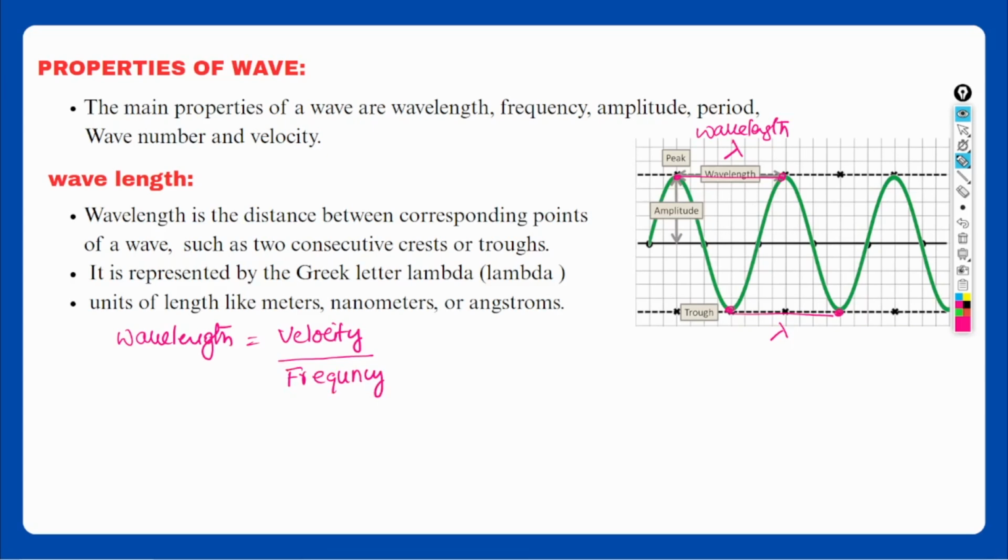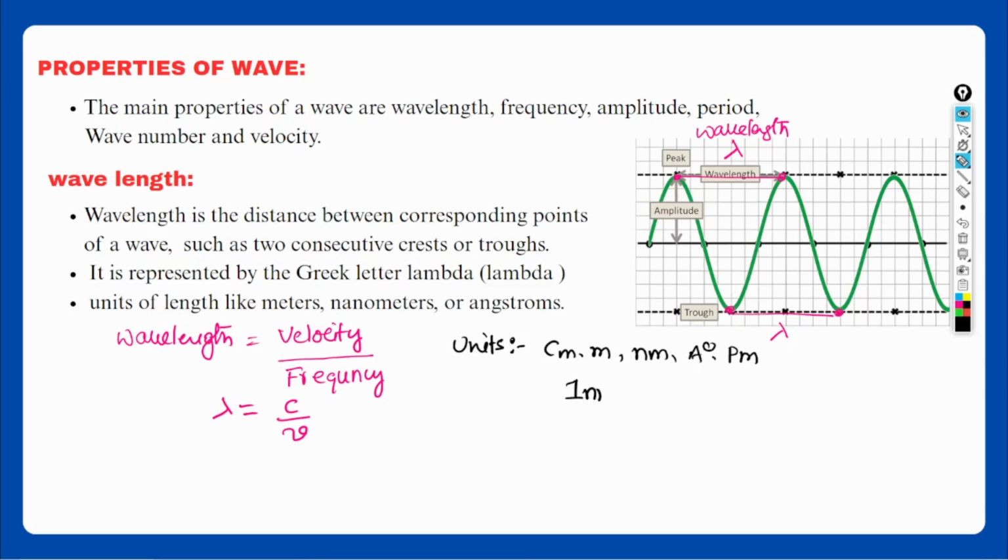This is the relation among the wavelength, velocity and frequency. Mathematically we express it as lambda is equal to c by nu. Now coming to the units of wavelength. Units of wavelength can be expressed in centimeter, meter, nanometer, angstrom and picometer. The most appropriate units are nanometer, angstrom and picometer.